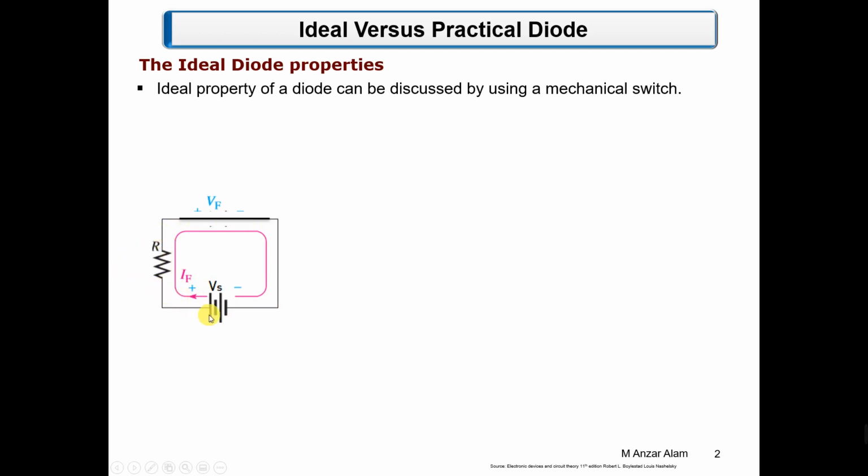So the current through the battery can be controlled by this resistor. This resistor is used to limit the current. It does not allow the short circuit of the supply in case the diode is turned on. So please remember, we always need this resistor for the analysis purpose.